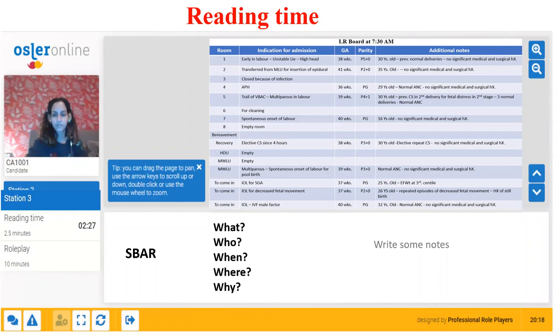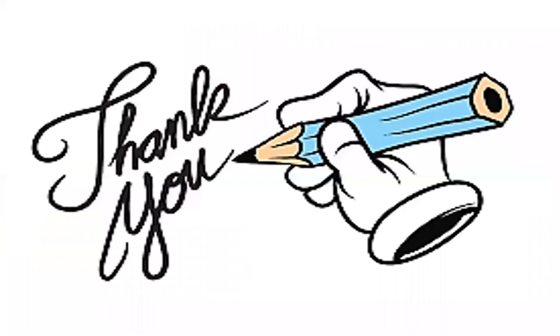My advice during the reading time: write in your notes the SBAR and the 5 W's. What will be done? Who will do it? When? Where? And why? Then go and read the cases one by one and put the plan of management in your mind. Once the reading time is finished, go through the SBAR and the 5 W's. It will save you in this station. And this is the way to approach this station.